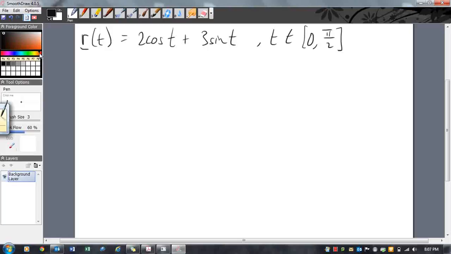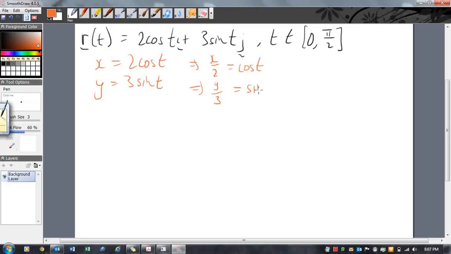Okay, let's do it. First step, always the same. X, I tried to make that red. How many times on video do I say that? x is equal to 2 cos t. y is equal to 3 sine t. I forgot my i's and j's, you didn't tell me. i there, j there, sorry. Good. So therefore, x over 2 equals cos t, and y over 3, this looks familiar, equals sine t.